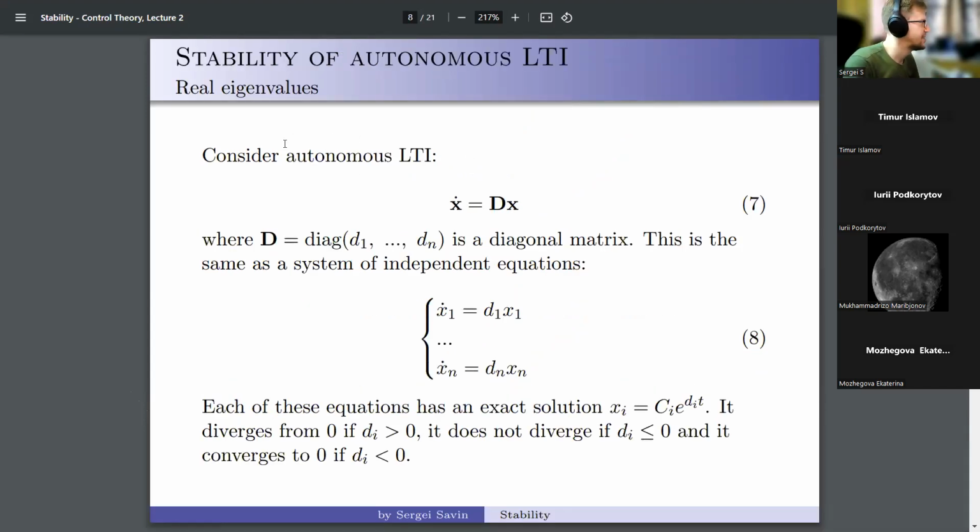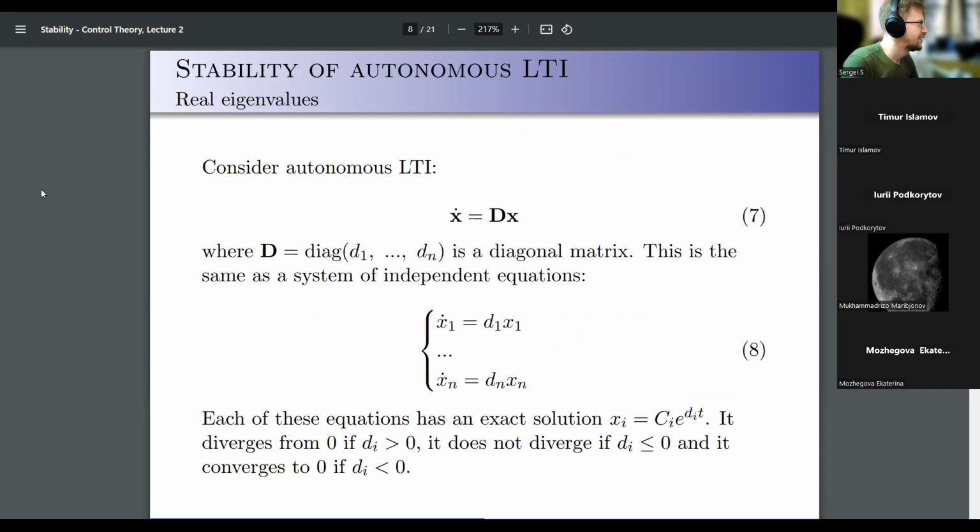Now, let us consider stability of linear time invariant autonomous systems. That sounds oddly specific, but you will soon realize, next lecture I think, why it is completely general and makes perfect sense. But yes, stability of autonomous LTI. Let us consider first a very simple case. We consider this autonomous LTI, x dot equals Dx, where D is a diagonal matrix. So not any matrix, a diagonal matrix.